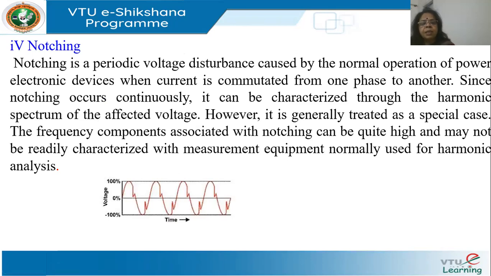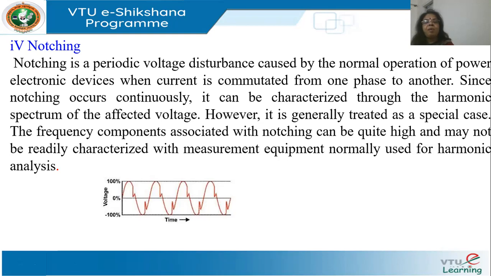The next distortion is notching. Notching is a periodic voltage disturbance caused naturally by commutating from one electronic switch to the other. When you commutate current from one phase to the other, this notching naturally occurs, and it occurs continuously. But we don't treat it as a harmonic problem. Obviously, if you take the FFT of this spectrum, the notching will also appear in the frequency spectrum, but we don't treat it like a harmonic.